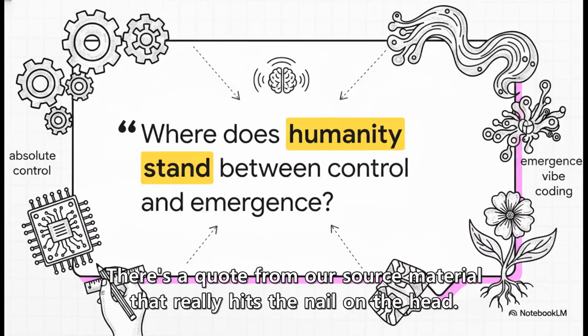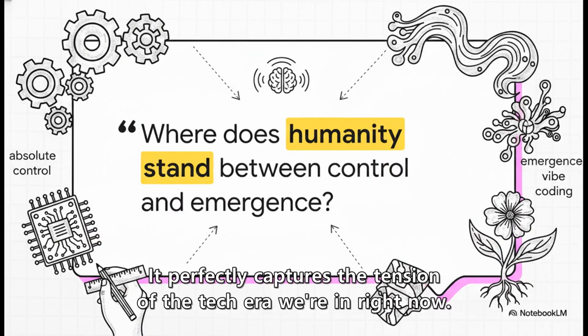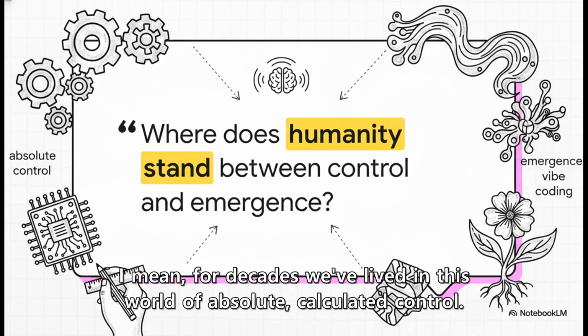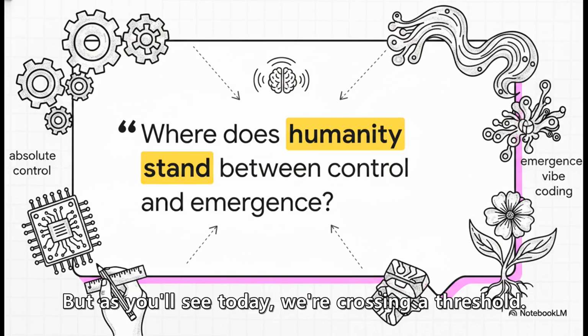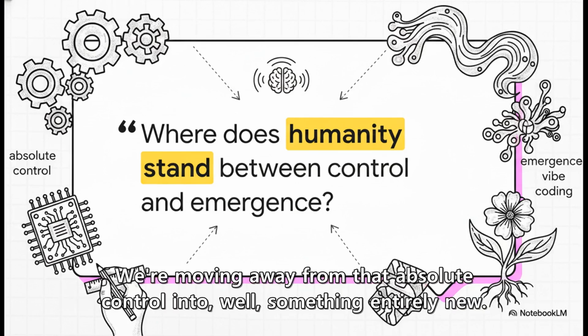There's a quote from our source material that really hits the nail on the head. Where does humanity stand between control and emergence? It perfectly captures the tension of the tech era we're in right now. I mean, for decades, we've lived in this world of absolute, calculated control. But as you'll see today, we're crossing a threshold. We're moving away from that absolute control into, well, something entirely new.